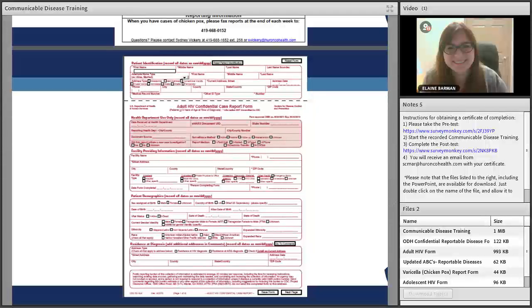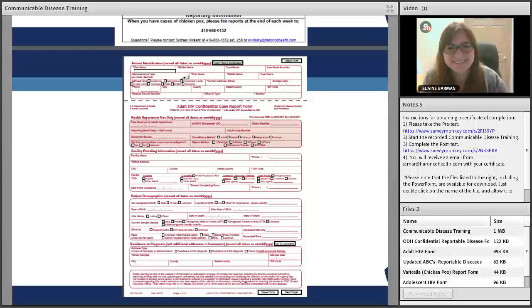Then you need to mail this form. So you cannot fax this form or email this form. This form needs to be mailed to the health department. And then please put confidential on it, and please give me a call when you send it, because then I can forward it right on to the state and never have to open it if I know it's coming.